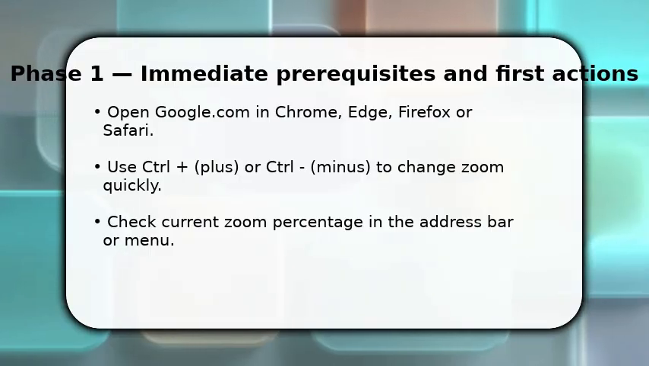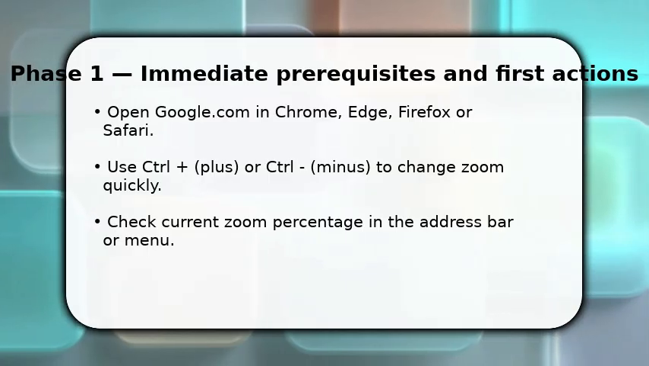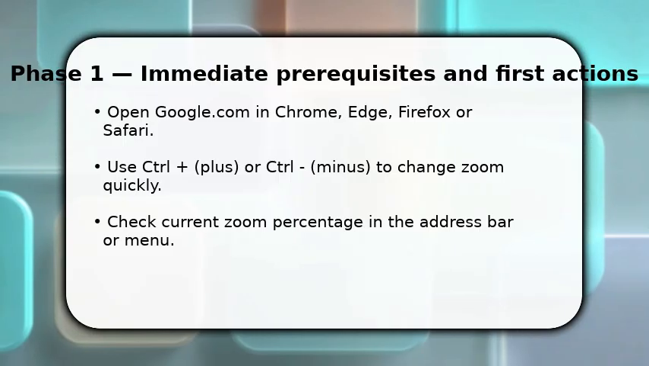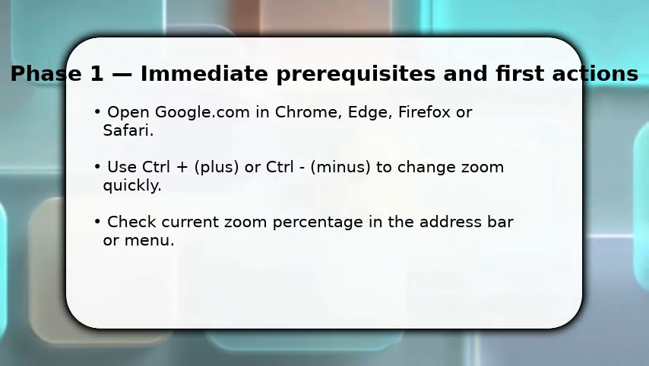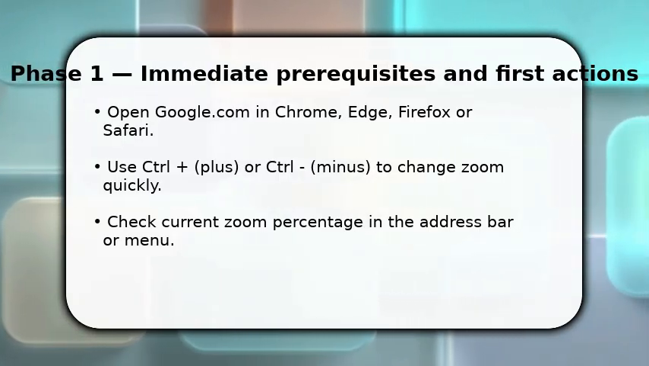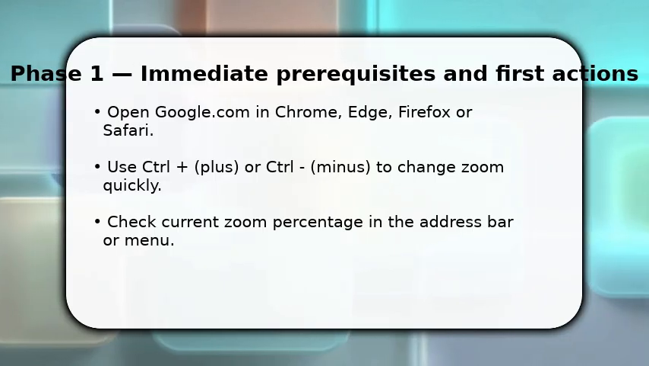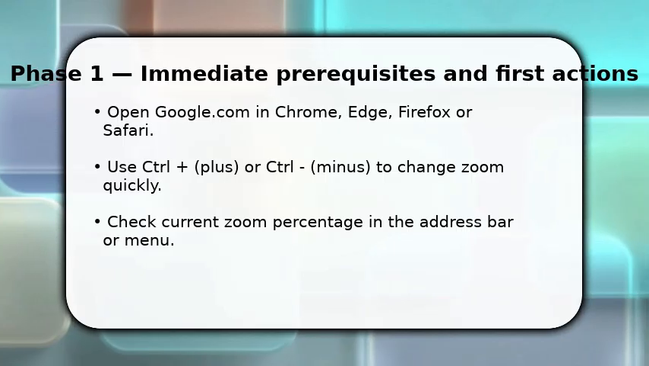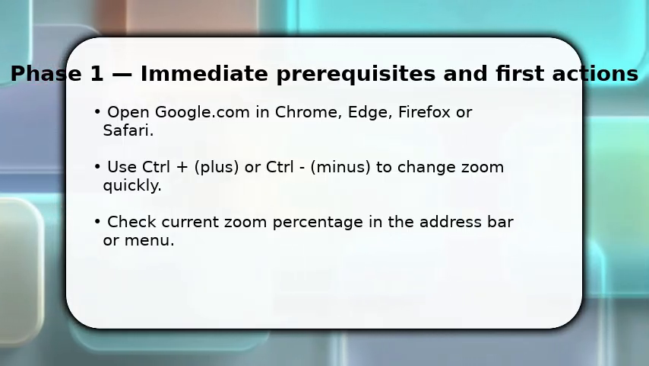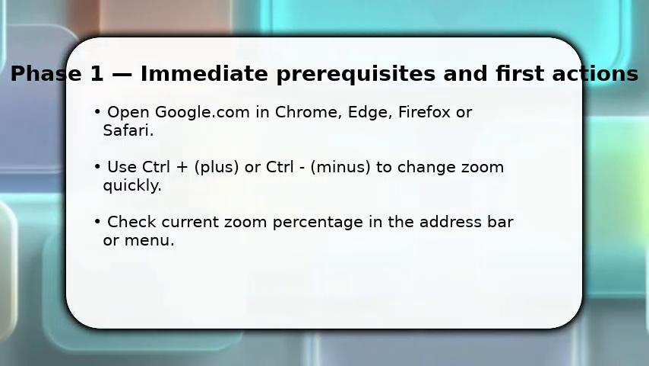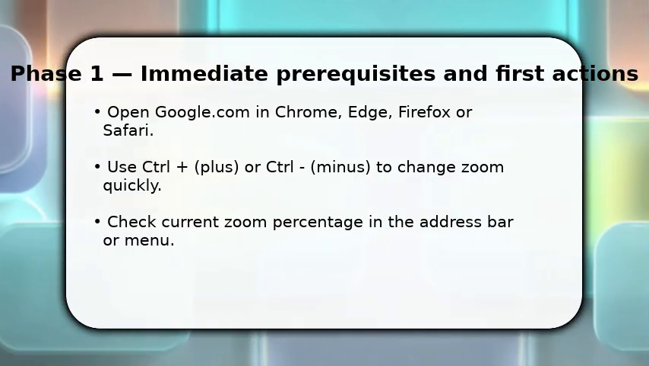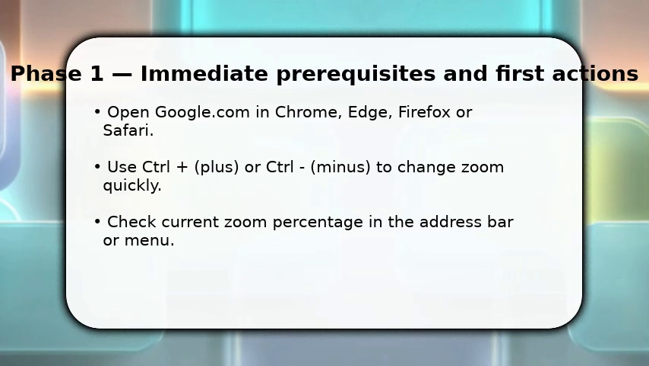You're on Google now. Let's zoom the page for readability. First, press Ctrl+ to increase or Ctrl- to decrease. These keyboard shortcuts change the browser's zoom instantly. Why this works? Browser zoom scales everything, including images and search results, so you see more or less content at once. Once done, glance at the percent indicator in the toolbar or menu to confirm the exact zoom level, and make small adjustments until text and layout look comfortable.